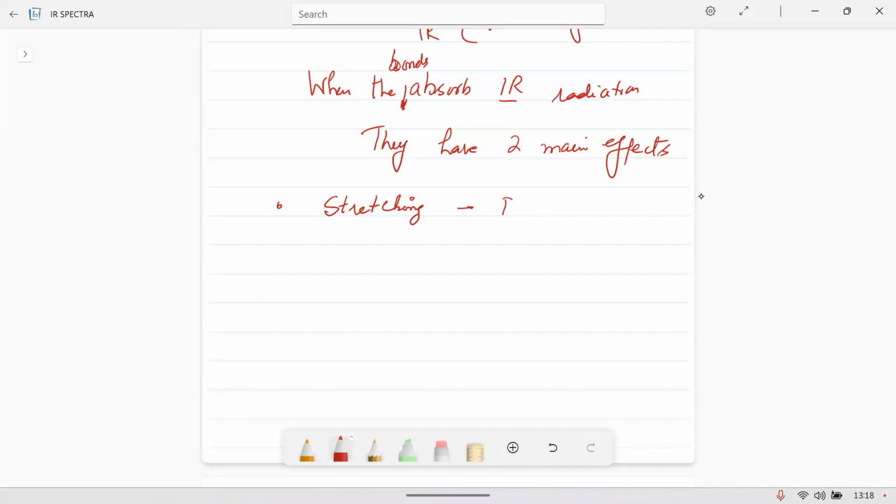That means bond length will change. It may increase or decrease. So instead of saying increase or decrease, I'm just writing stretch. The other thing that can happen is the bonds can bend. So if they are bending, that means the bond angle may change. Bond angle changes.